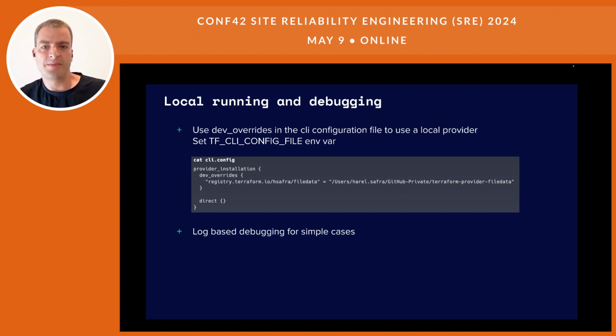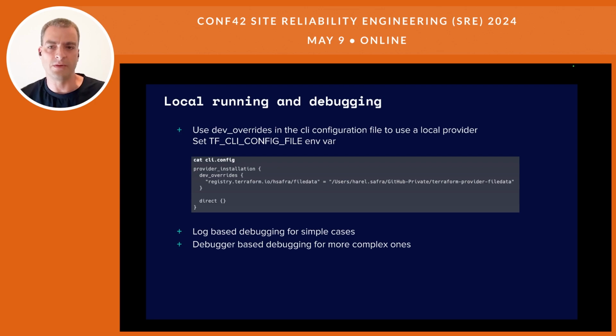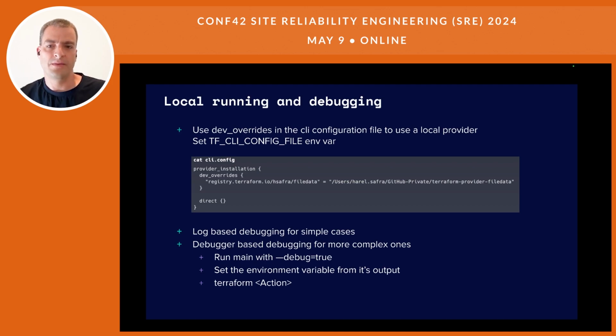You can use log-based debugging for simple cases, but for more complex cases, use debugger-based debugging. It will allow you to set breakpoints and run your code like any other code. You do that by passing a flag, dash dash debug equals true. You set an environment variable that it outputs, and then you run the action that you want to run, and it will break inside the provider code. Let's see an example of that in action.